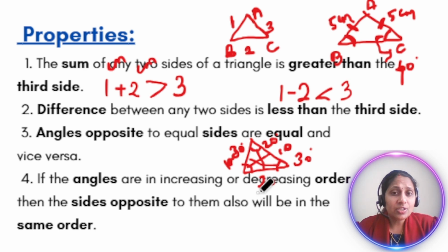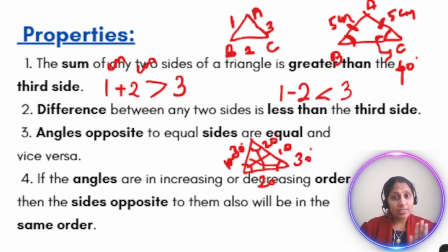Okay, so these are the general properties. Whether they mention it in the question or not, they have to satisfy all of this. One is the sides property: sum of the two sides should always be greater than the third side. Difference between the two sides should always be less than the third side. Then the angles: if two sides are equal, then the base angles will be the same. Or if two base angles are the same, then obviously the two sides should be equal. And the last one, if the angles are in increasing order, then the corresponding opposite sides will also be in the same order. Clear? So let's quickly summarize everything with the steps.